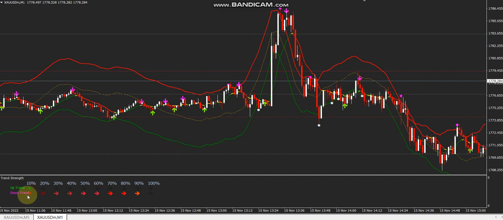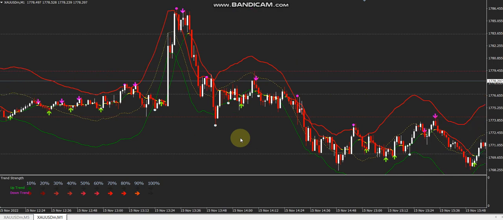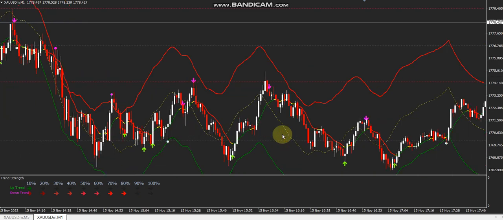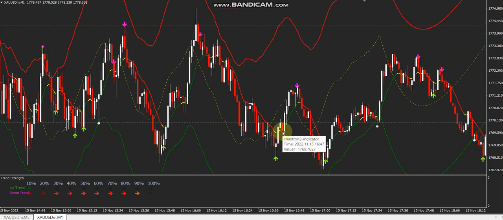And you see here, you also have this trend strength indicator. It tells you the direction that the market is currently taking. After I took this, I would just walk away. But usually I only trade the 5 minute time frame.